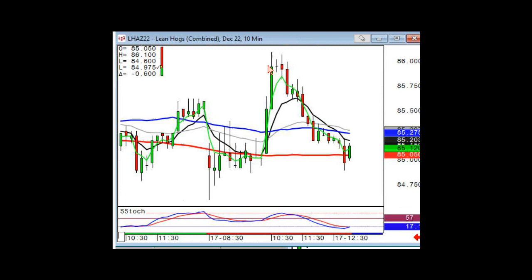But then when it got up here, in here, and that's where I take from the T line, I figured, all right, let's short it if it starts showing weakness. Sound is gone.